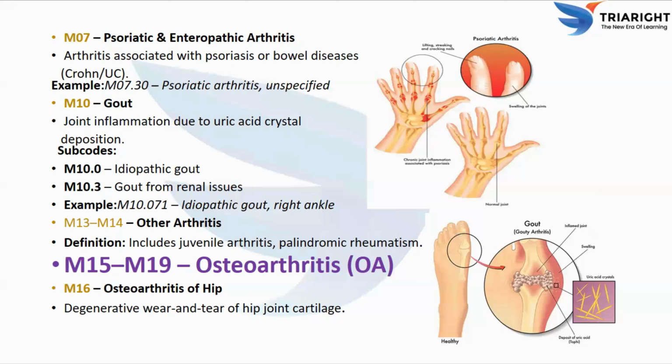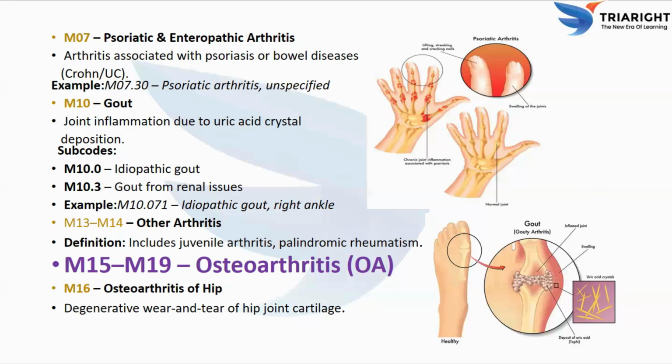So what are the subcodes of gout? M10.0 is for idiopathic gout. Idiopathic gout is nothing but the cause is not known. The next code is M10.3, gout due to renal impairment, where the kidneys cannot remove uric acid. For example, when you assign M10.071, you describe idiopathic gout of the right ankle.